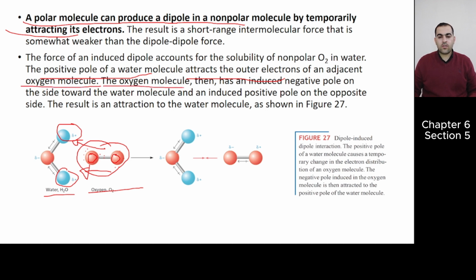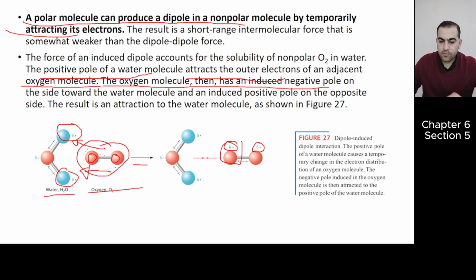The oxygen molecule then has an induced negative pole. This side, look what happens next. Because the electrons come to this side, they are going to be pulled by the hydrogens. So now this side makes a dipole, two poles: partially negative, because it has more of the shared electrons from this side, but this side is going to be partially positive.